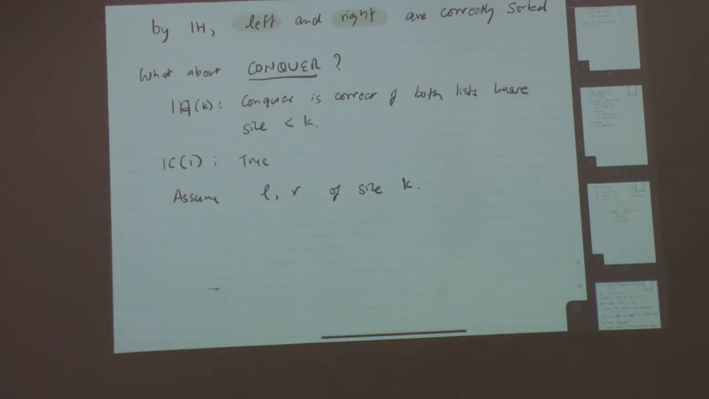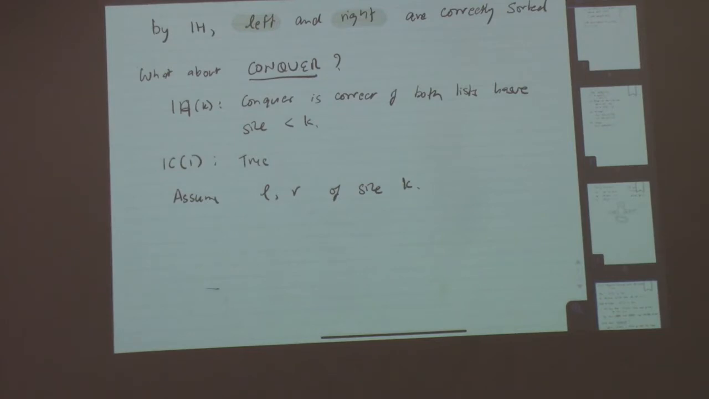Now it gets a little interesting. Now you have one list of size k, and one list of size k minus 1. We can't yet apply the induction hypothesis, because we said both lists have to have size less than k. There are a couple of ways to deal with this. We can go back and restart our proof with a slightly modified induction hypothesis, which says that it's correct if at least one list is size less than k. But let's just keep going with this. So now we have two lists, one of size k, one of size k minus 1.